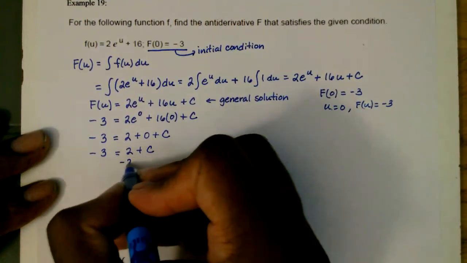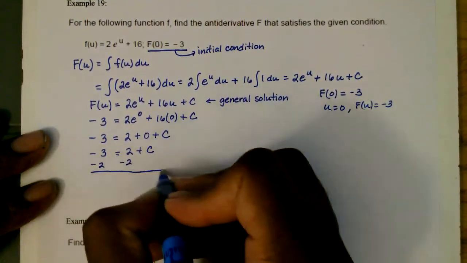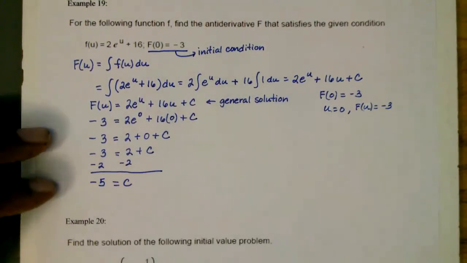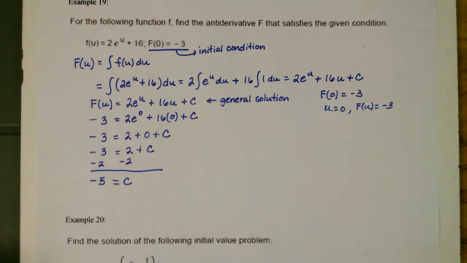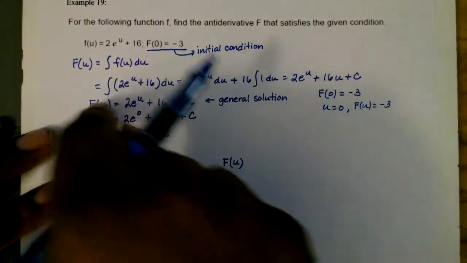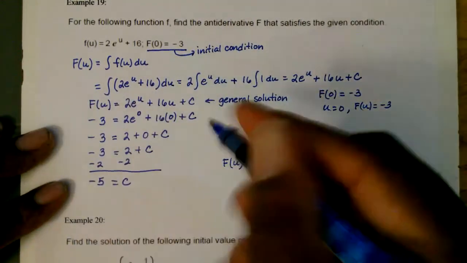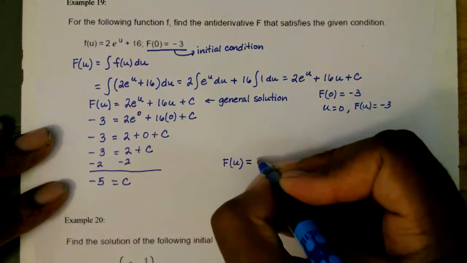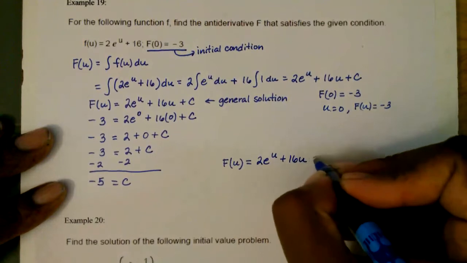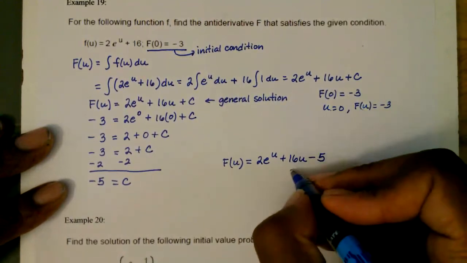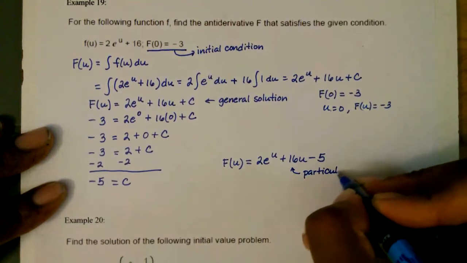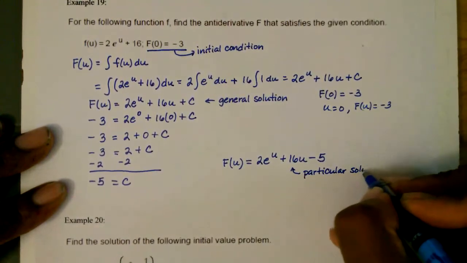And to solve for c, I subtract 2 on both sides. So that means c is equal to -3 minus 2, which is -5. So that means that f of u, I'm going to go back up here and substitute that c with that -5. So f of u will be equal to 2e to the u plus 16u minus 5. This is our particular solution.